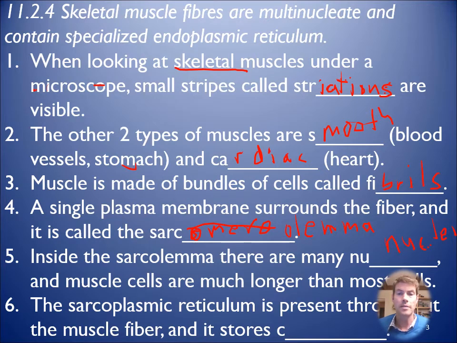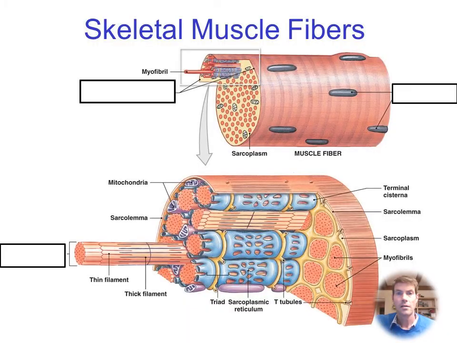But there are lots of nuclei in the muscle cells, and the muscle cells are much longer than normal cells. The sarcoplasmic reticulum stores calcium, and calcium is what allows the muscle to contract. So if we see here, this is the sarcolemma. Then we're going to blow this section up and make it a lot bigger. Here's again the sarcolemma, and this is a myofibril.